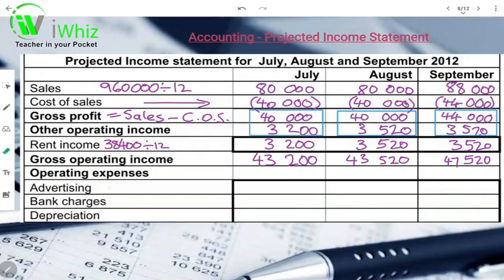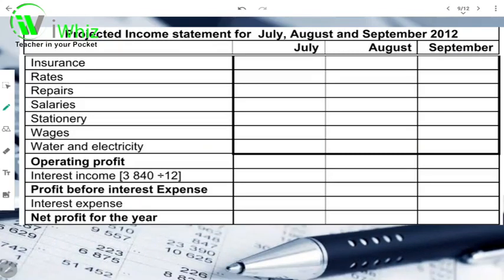So first we're going to take your advertising amount, which was 30,000. Your bank charges amount, which was 21,600. Your depreciation amount, which was 12,600. You're going to enter all of your other expenses as well. So you're going to enter your insurance, rates, repairs.